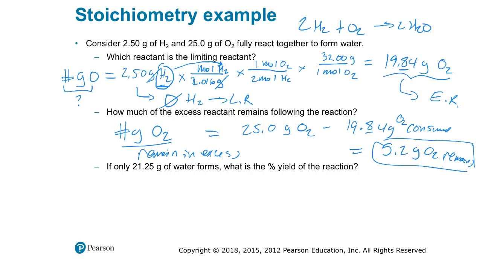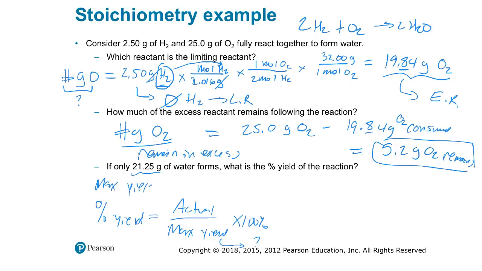Okay, the next question then says, well, if only 21.25 grams of water forms, what's the percent yield of the reaction? Okay, let's just remind ourselves, percent yield is the actual yield divided by that theoretical maximum yield times 100%. Okay, so the 21.25, that's our actual yield. So the key is, well, what is the maximum yield? So our max yield, our theoretical yield, we calculate using the limiting reactant.